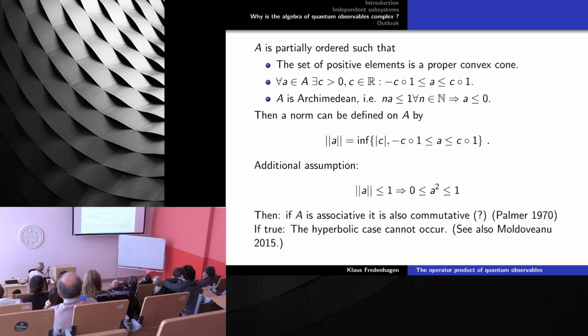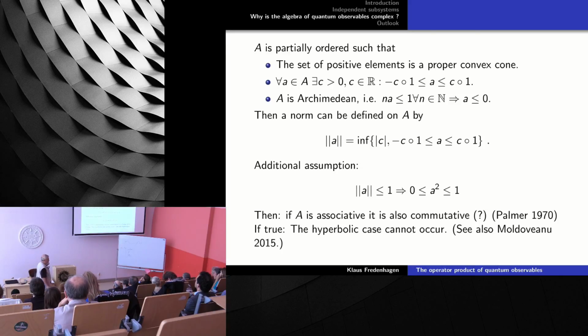Then, to exclude certain somewhat crazy possibilities, you require that this order is Archimedean, which means if you find something such that all positive multiples of it are smaller than 1, then this observable must be smaller or equal to 1. Then we can introduce a norm, just as the smallest number C which satisfies this relation. And then they add in further an assumption: if the norm is smaller or equal to 1, then A squared should be between 0 and 1.